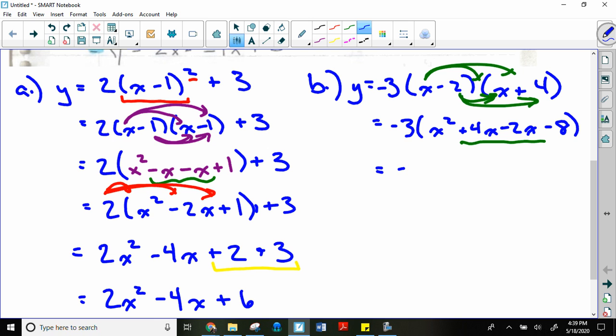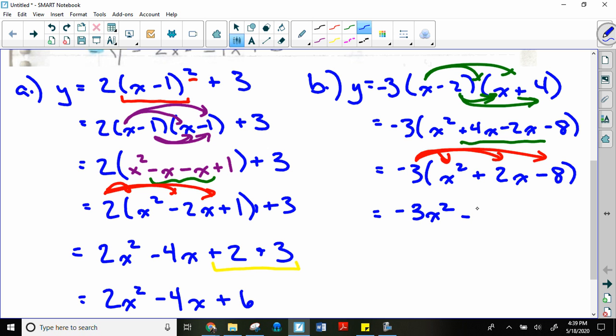Here we've got a -3. Then we'll have an x squared plus a 2x minus an 8. Then this -3 has to be distributed into everything in the brackets. So -3x squared minus 6x plus 24.